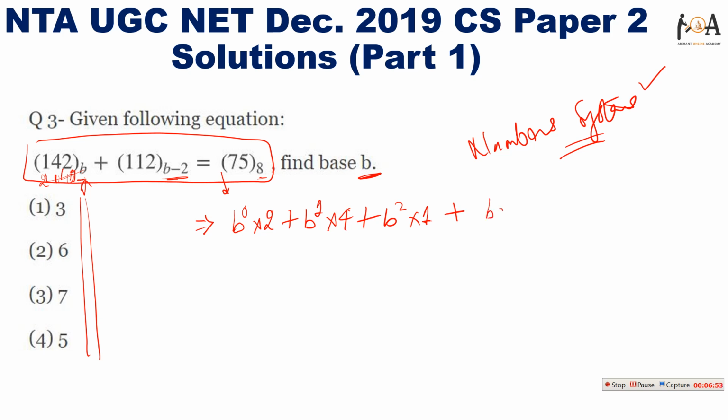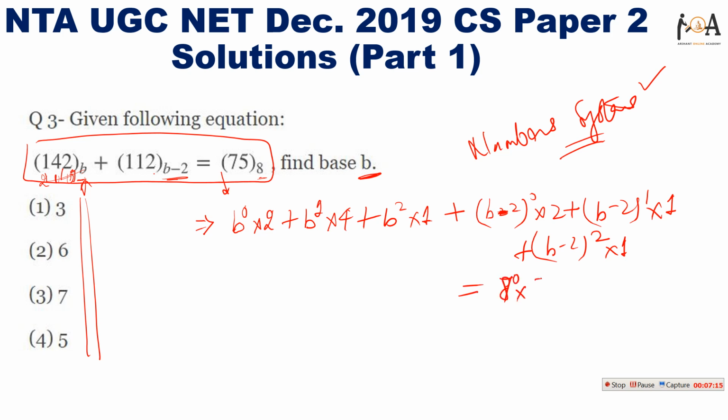Now plus (b minus 2) to the power 0 into 2, plus (b minus 2) to the power 1 into 1, plus (b minus 2) to the power 2 into 1, equals 8 to the power 0 into 5 plus 8 to the power 1 into 7.